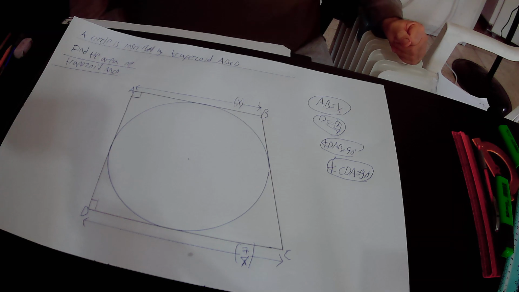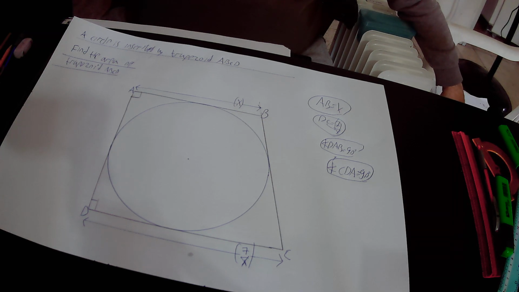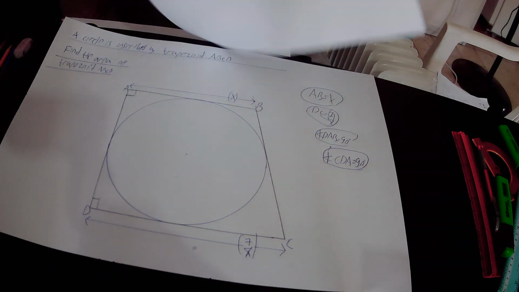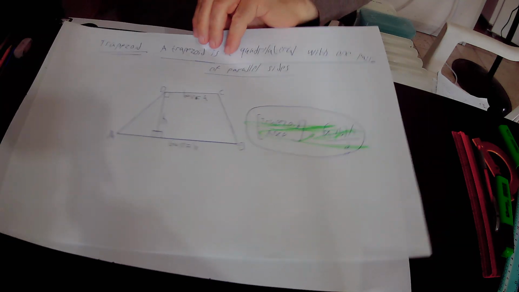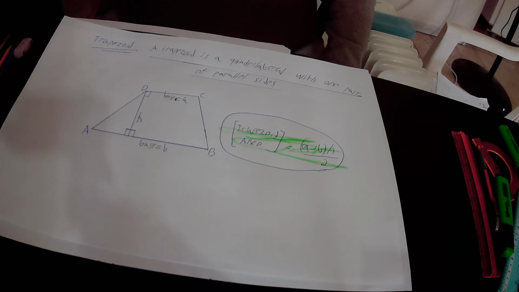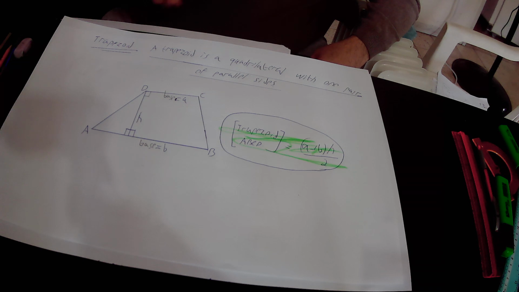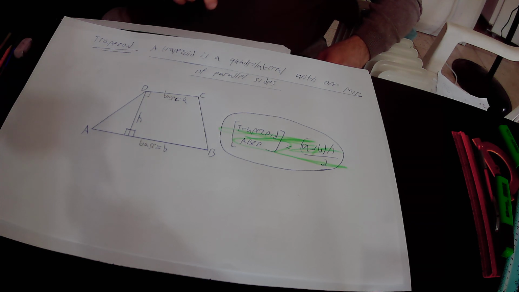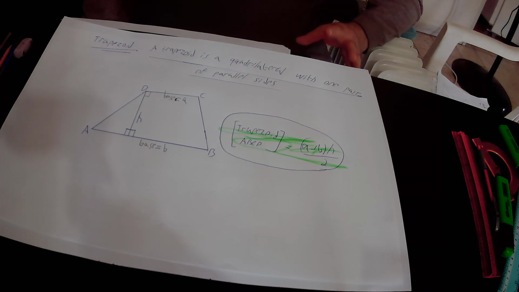So, what is a trapezoid? A trapezoid is a quadrilateral with one pair of parallel sides. Here we have quadrilateral ABCD, and we know that in this quadrilateral ABCD, side DC is parallel to side AB, and therefore this quadrilateral is defined as a trapezoid. And again, a trapezoid is a quadrilateral with one pair of parallel sides.